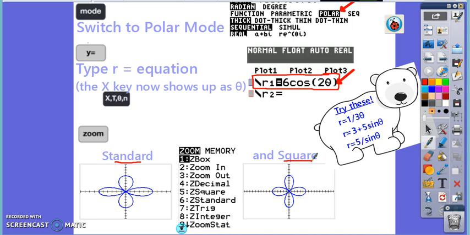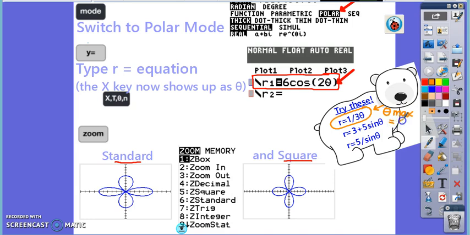Let's graph some other equations. You don't have to graph them all together or anything, but try this one. R equals 1/3 theta. This is a good one. You should see like a little snail shell almost. If you want to see, no, this is important. If you want to see more of this graph, will you go into your window and change your theta max? Because there's actually more to this graph that doesn't show up.